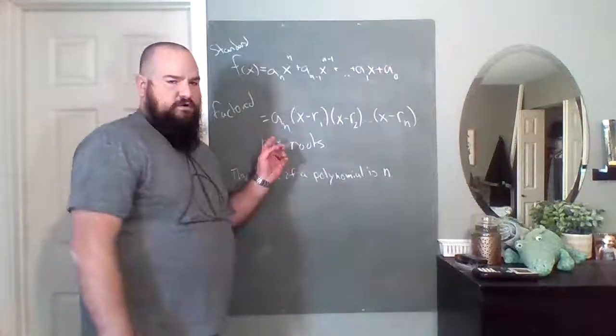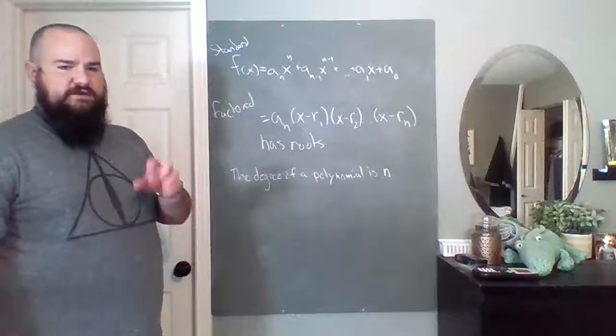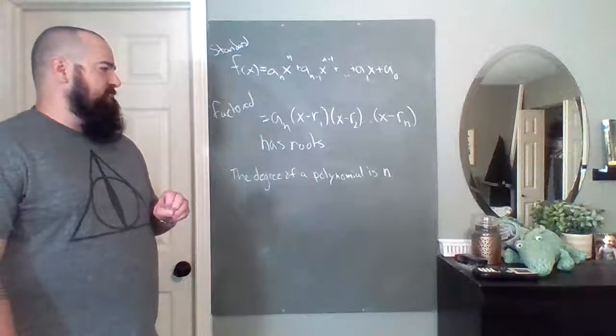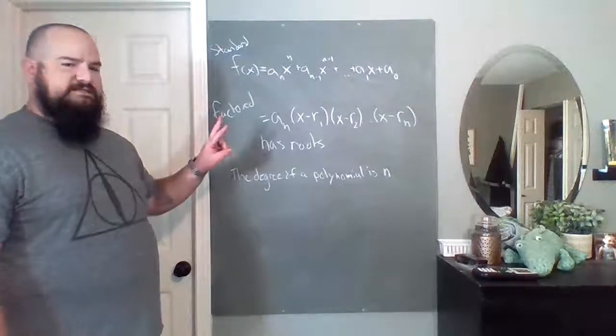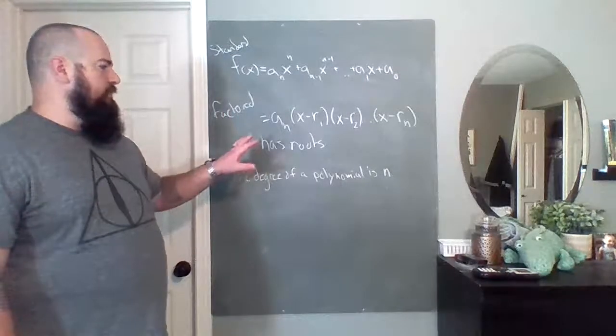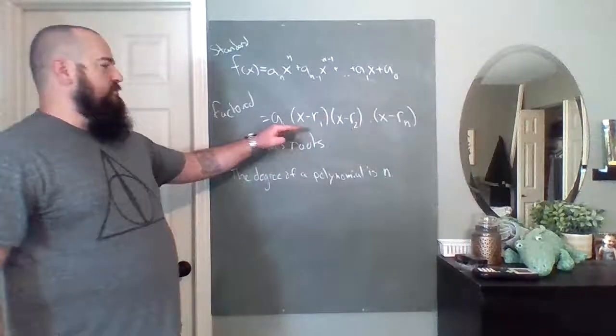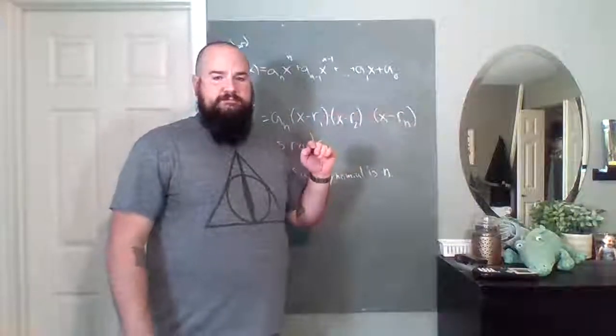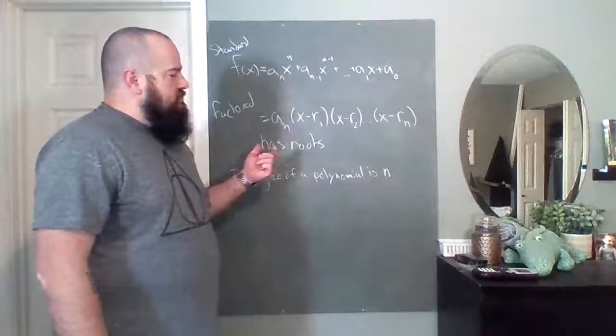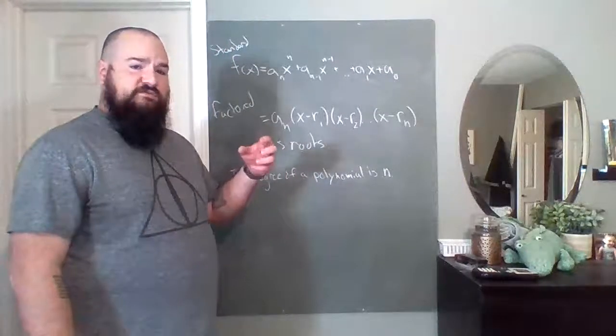Now in factored form, and we're going to see this a little more in the example videos when we're really diving into dealing with factored form, you're going to see two versions. One is the fully written out version where you have every single r value written out. But what's cool with polynomials is sometimes those r values are repeated.